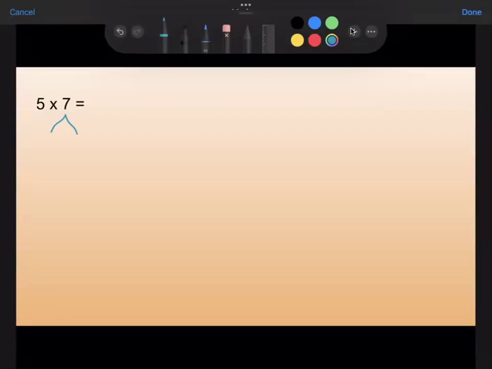So when I look at 7, I could do 6 and 1, I could do 3 and 4, or I could even do 5 and 2. I'm going to go 3 and 4 just to show us because I know 3 plus 4 equals 7. So I'm going to write 3 and 4 here. Then I'm going to multiply each of those times the other number, which is 5. So this is times 5, and this is times 5.